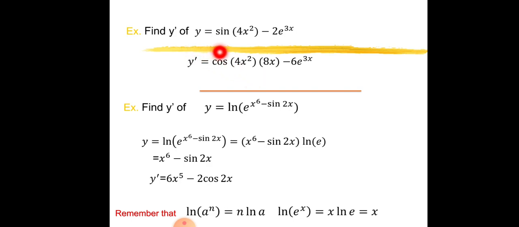Another example, if y equals sine(4x squared) minus 2 e to the power 3x. So y prime equals the derivative of sine, which is cosine. Sine 4x squared gives cosine 4x squared, times the derivative of what is inside, according to the chain rule. For the derivative of 4x squared, put the power down, 2 times 4 equals 8, and subtract 1 from the power, so we have x to the power 1, or simply x. Here, e to the power 3x is e to the power 3x times the derivative of the power, which is 3. So you have 3 times 2, which is 6.